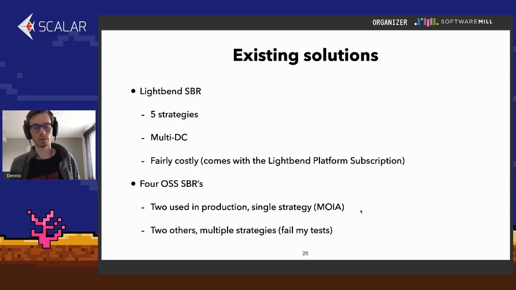I found one blog post about one that has been used in production, and another one that last year at Scala Days I heard was used, during a presentation at Moya. And interestingly, those 2 that are used in production, at least one, I'm pretty sure it still is, have only one single strategy, so they're very simple. They give you the simplest strategy. Then there are 2 other ones that have multiple strategies, but as I'll show at the end of the presentation, they actually fail all the tests I've written.